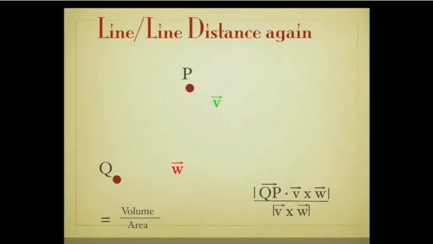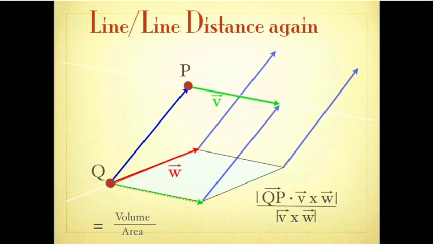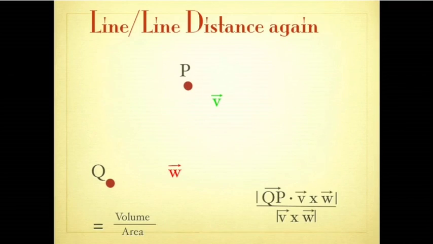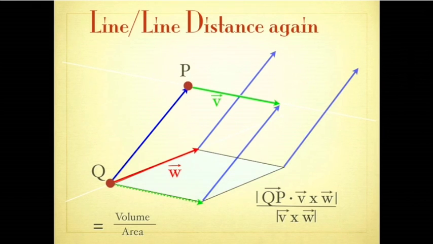And the third thing, with the distance between two lines, you do the same thing. You build this parallelepiped. It's the same formula. So you have this v translated down, and w translated up. So we have this parallelepiped, and it's again the height. The height is again just the volume of the parallelepiped divided by the area of the base.